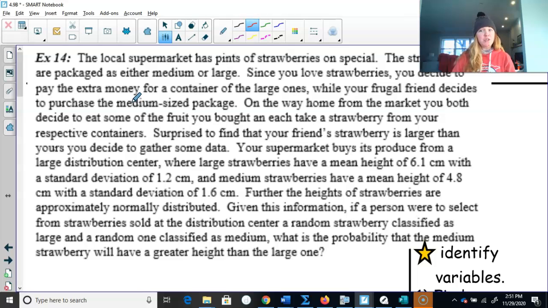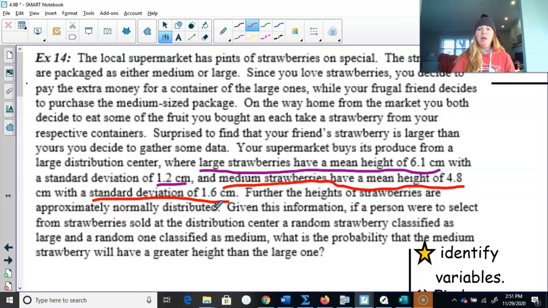Surprised to find that your friend's strawberry is larger than yours, you decide to gather some data, being the good statistician you are. Your supermarket buys its produce from a large distribution center. Okay, so if you're going to write something down, this is what I would write down, right? We have large strawberries have a mean of 6.1 centimeters with a standard deviation of 1.2. And medium strawberries have a mean height of 4.8 centimeters and a standard deviation of 1.6.